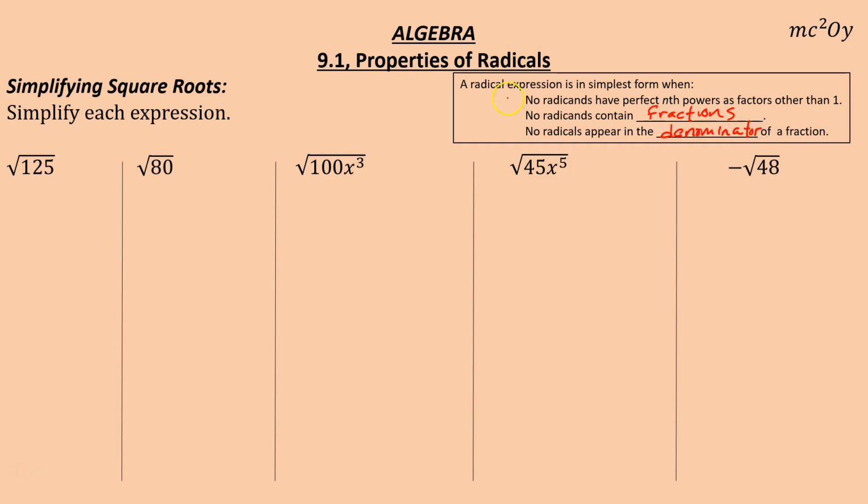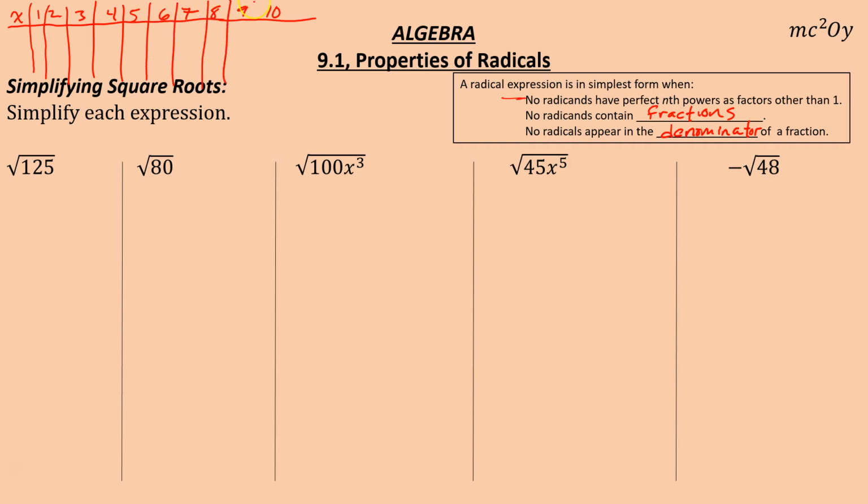So for simplifying, what this first rule means is if we look at the 125, the radicand, we want to think of our perfect squares. So if we have x, when x is 1, 2, 3, 4, 5, 6, 7, 8, 9, and 10, then we'd have x squared. So 1 times 1 is 1. 2 times 2 is 4. 3 times 3 is 9. 4 times 4 is 16. 5 times 5, 25, and so on. 36, 49, 64, 81, 100.